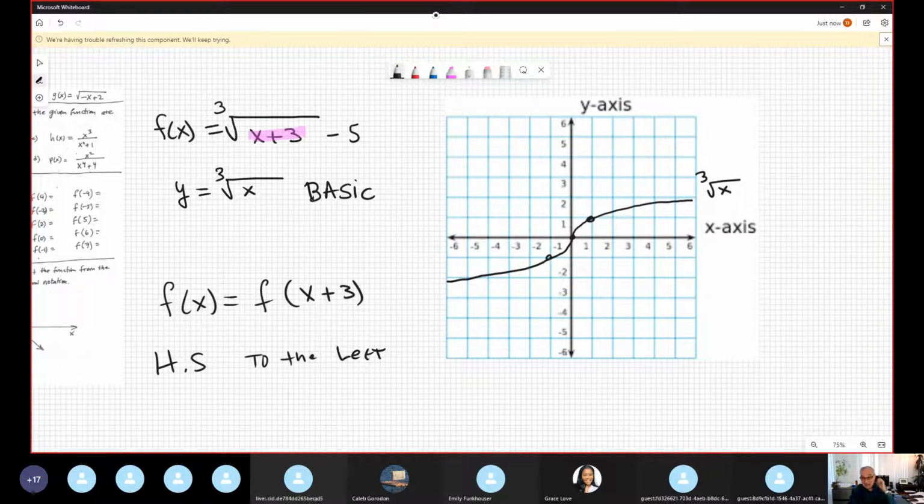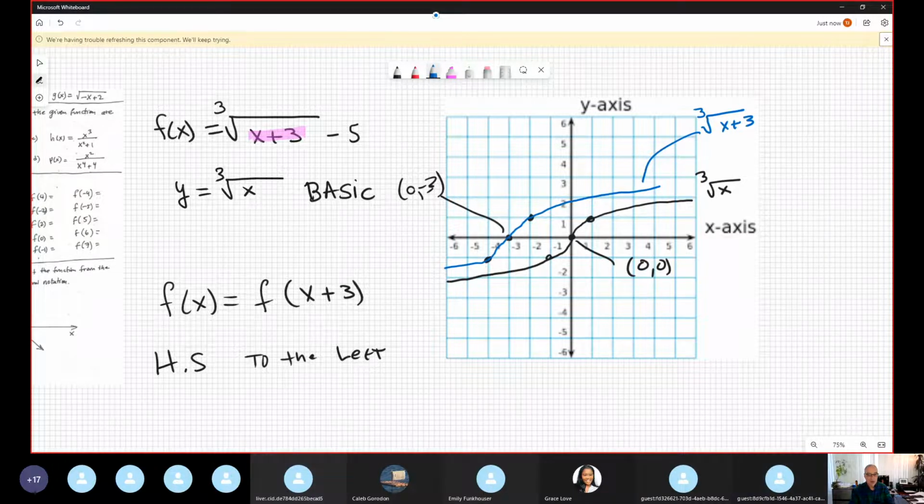3 units to the left. This point is (0, 0) in the base graph. Now it would be (-3, 0). This point is moving 3 units to the left, and this one is moving 3 units to the left. 1, 2, 3. So my new graph, in blue, looks like that. I try to do my best, guys. This is the cubic root of x plus 3. Makes sense?